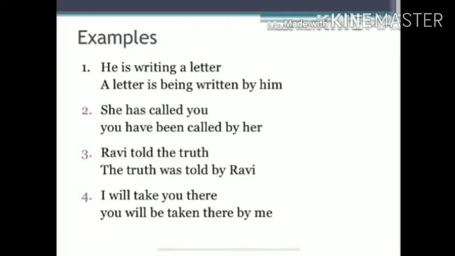So here the first subject is he, the object is a letter, and the main verb is writing. When we change it, a letter from the object will come to the subject, and he will go at the last from subject to object, and the swapping will take place. So he will become him, right? And we have to use the verb's third form, so writing will become written.